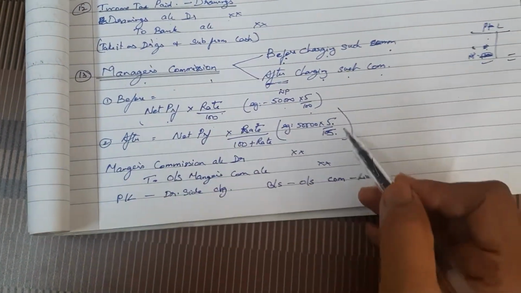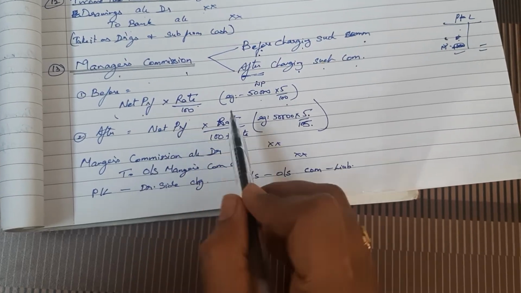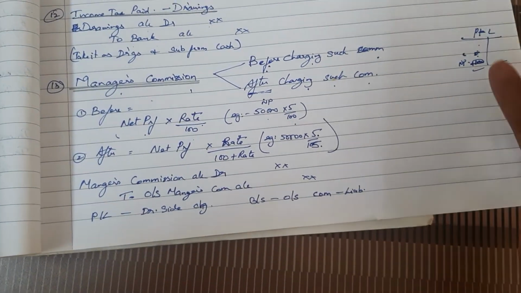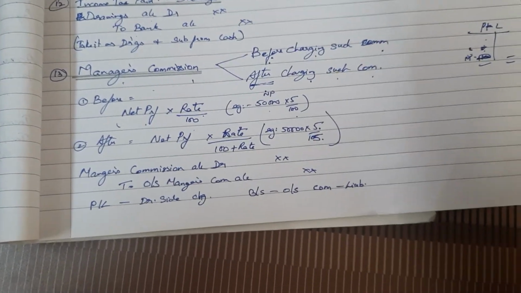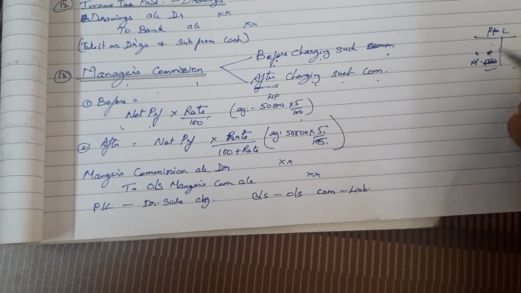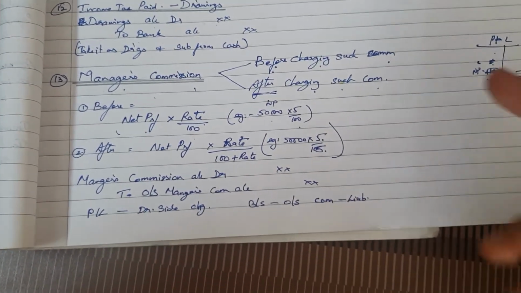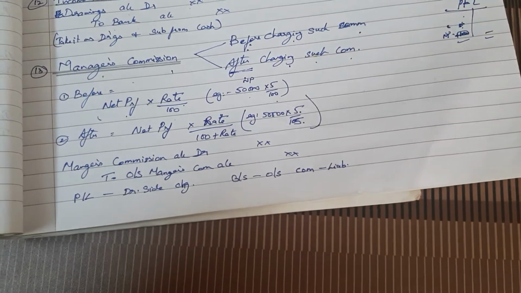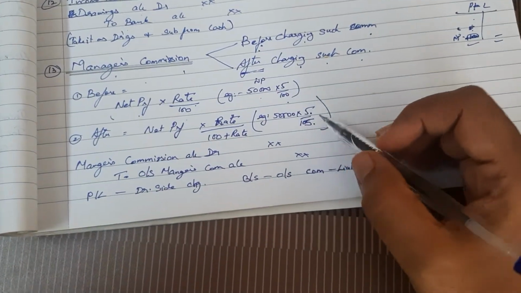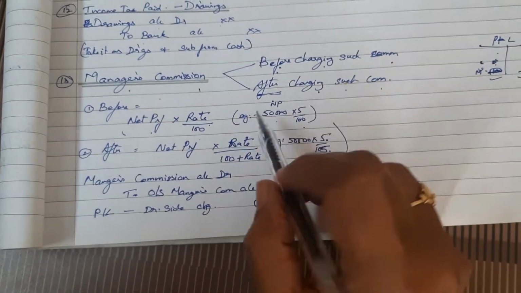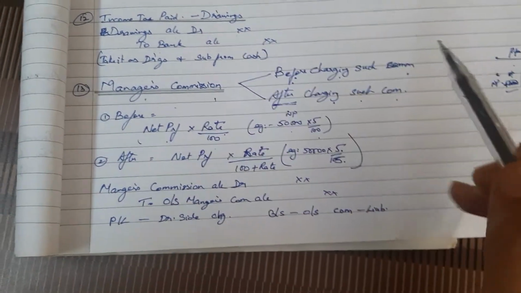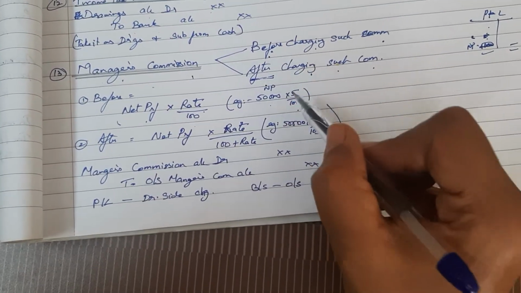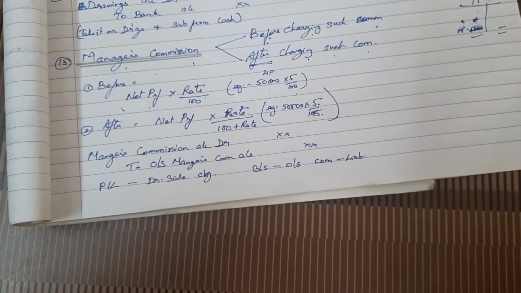So if the word 'after charging' is given, you will write net profit into rate by 100 plus rate. If it is 10%, then 10 by 110, like that you will go and find out. The logic is that in the net profit, commission will also be included. So we don't know the commission itself. How would we know the net profit? So the commission of 5 rupees is being included in the 100 rupees, that is what we assume. So only we charge 5 by 105 when they give you the words 'after charging such commission'. So in the question paper, just read carefully. Managerial commission, before or after? If before, take 5 by 100, if after, take 5 by 105.